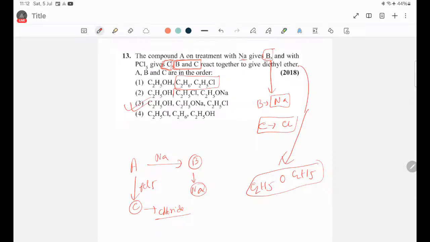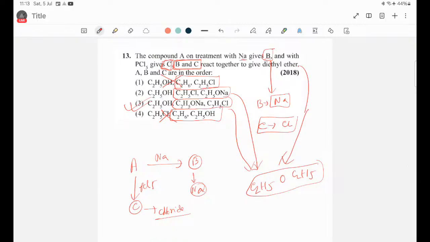Now look into this second option. In the second option, it is actually possible to give this particular product. Now look into this third option. It is also possible to give this product, that is C2H5O C2H5. But see this last option, it is also not possible. So option 4 and option 1 are not possible.